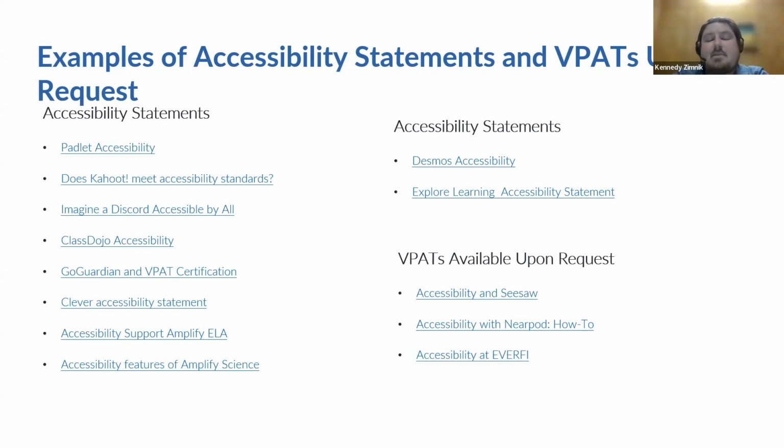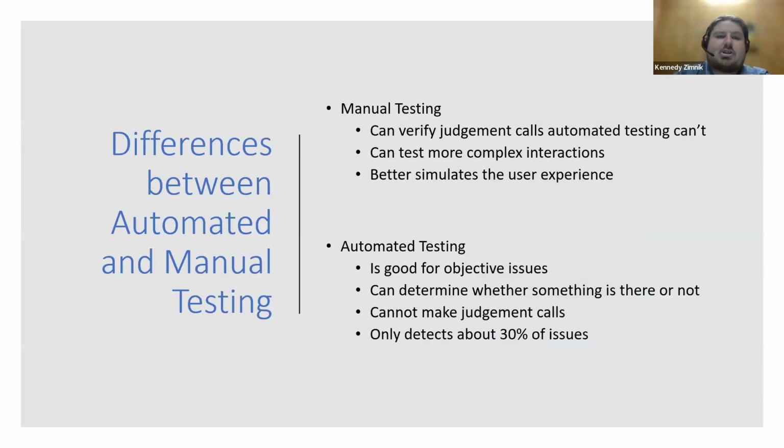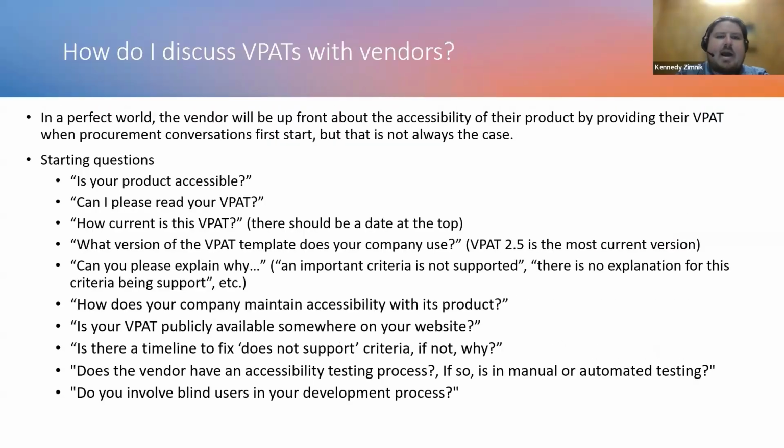Sometimes the VPAT will just be posted on a website. That's really nice. That doesn't happen all the time. A lot of the time you're going to have to request the VPAT, and that's okay. A lot of the time it's just a web form that you request. Sometimes it'll have an email that you'll reach out to get the VPAT. But like we said on the slide, questions you can start asking. How do I discuss VPATs with vendors?